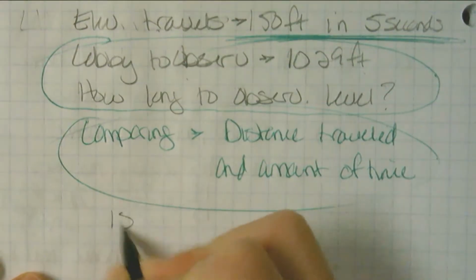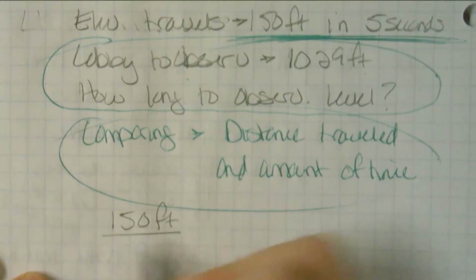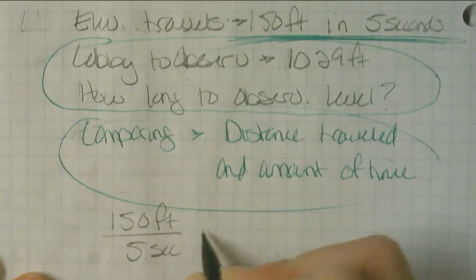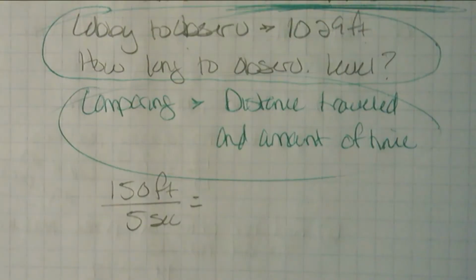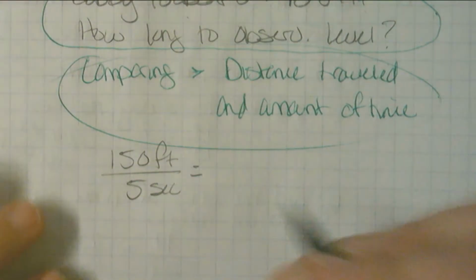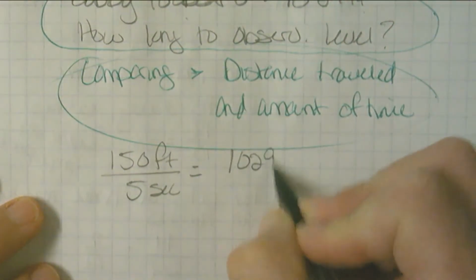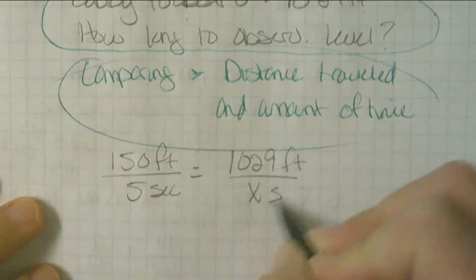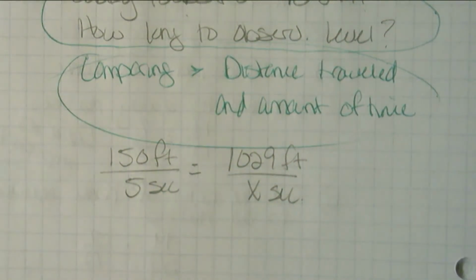So I'm going to say 150 feet, 5 seconds. It does not matter which goes in the numerator and which goes in the denominator, as long as the same thing in the other ratio follows. So what should I write as my unknown ratio? Ashley? Excellent. How do we solve proportions?